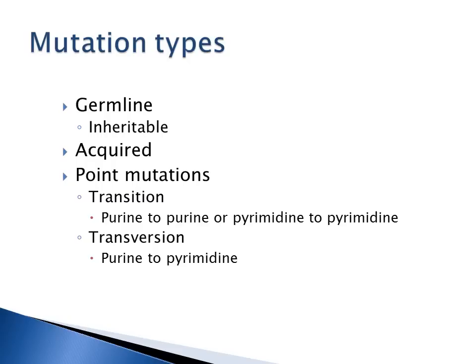There are various types of mutations. Point mutations mean one single nucleotide has been mutated, and this could include a transition or a transversion. A transition is when a purine converts to a purine, or a pyrimidine converts to a pyrimidine. A transversion is when a purine converts to a pyrimidine, or a pyrimidine converts to a purine.